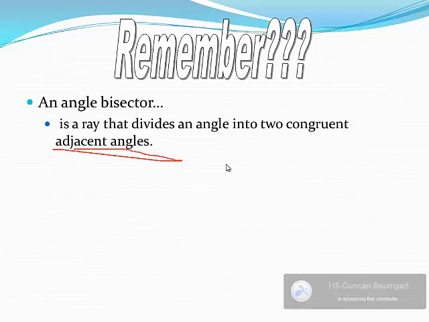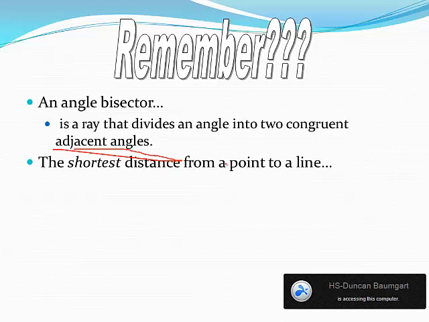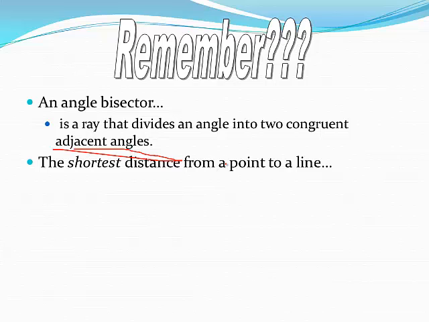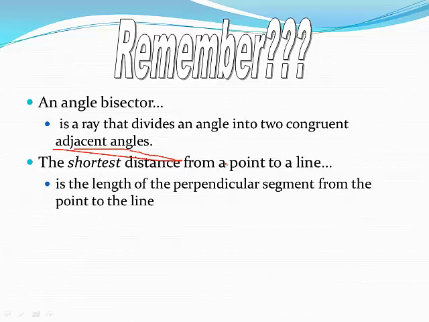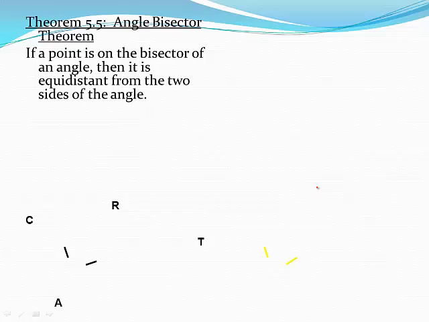So adjacent angles. The shortest distance, this is from another previous module, from a point to a line has to be a perpendicular segment. That's another key point here because we're going to be talking about distances in both the notes and in the constructions as well. So, okay, we have our first angle bisector theorem, our first theorem of this module.